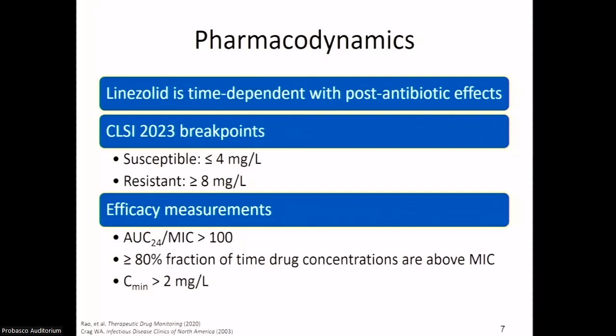The CLSI updated breakpoints for the drug show a susceptibility at MICs of 4 milligrams per liter or less, and resistance at 8 milligrams per liter or greater. The efficacy measurements that we know for linezolid include a 24-hour AUC to MIC ratio greater than 100, at least 80% fraction of time that the drug concentration is greater than the organism's MIC, or minimum inhibitory concentration, or trough values, or Cmin, that is greater than 2 milligrams per liter.